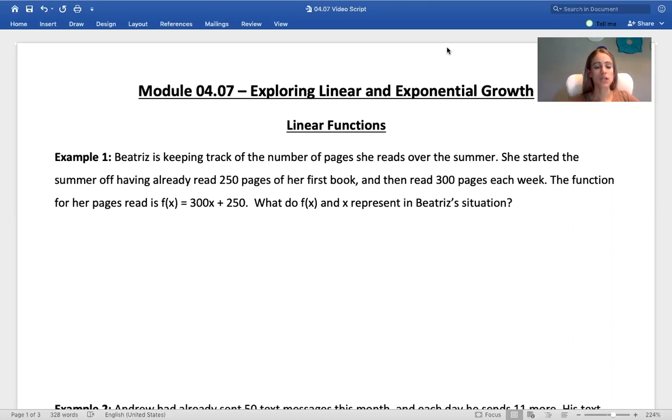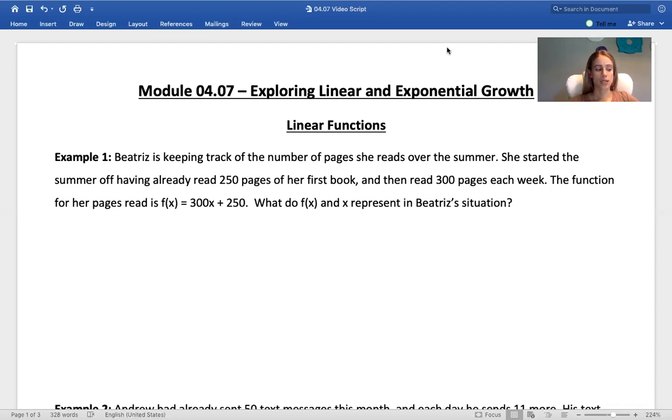Example 1. Beatrice is keeping track of the number of pages she reads over the summer. She started the summer off having already read 250 pages of her first book, and then she reads 300 pages each week. The function for her pages read is f of x equals 300x plus 250. What do f of x and x represent in Beatrice's situation?